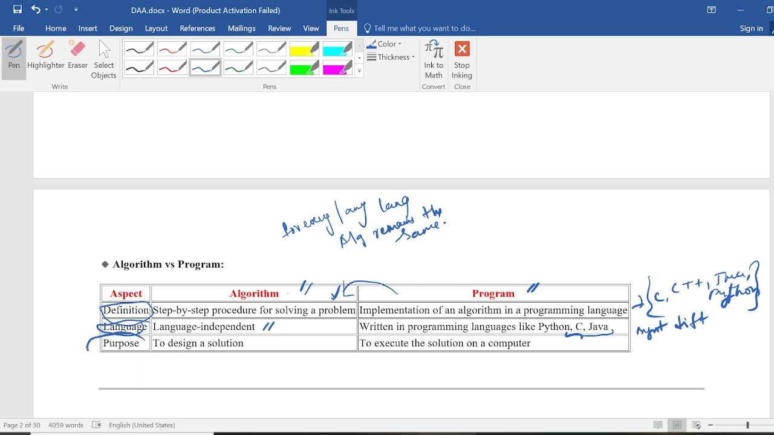Purpose. From the purpose point of view, what is an algorithm? To design an optimal solution is the final goal of the algorithm. So what is the purpose of the program? To execute the solution on the computer. So finally, if we are writing a program, it should run without any runtime errors. There should be no error and it should execute properly on the computer. Okay. Thank you.